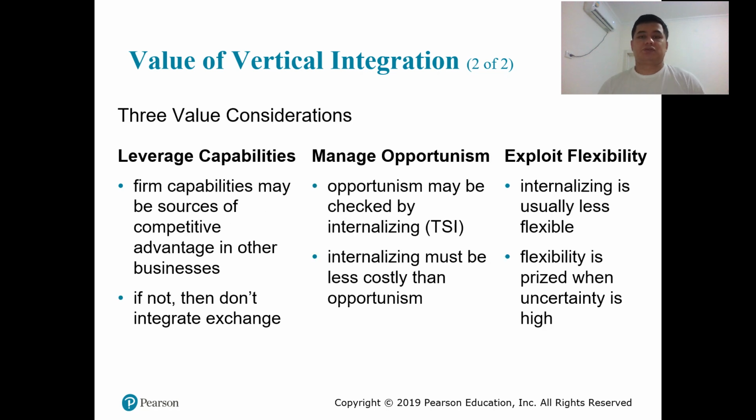And there are three value considerations: leverage capabilities, manage opportunism, and exploit flexibility. Firm capabilities may be a source of competitive advantage in other businesses. If not, then don't integrate the exchange. Managing opportunism: opportunism may be checked by internalizing the transaction, and internalizing must be less costly than the opportunism. Exploit flexibility: internalizing is usually less flexible, and flexibility is prized when uncertainty is high.